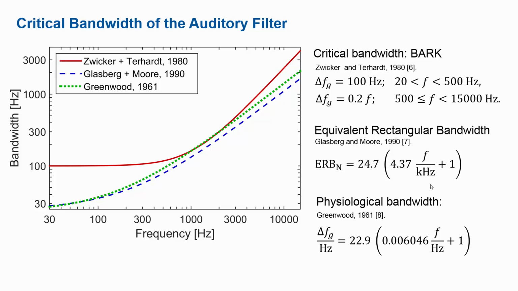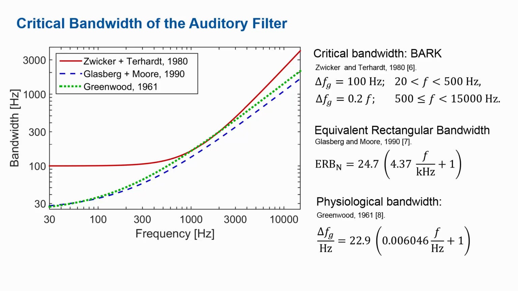Greenwood postulated the critical bandwidth from physiological measurements, and again here you have this constant that's added to a term from the frequency. And the Greenwood curve is plotted in green, and you see here that it's pretty close to Zwicker's bandwidth in the mid-frequency range, but again narrow at low frequencies and narrower at high frequencies.